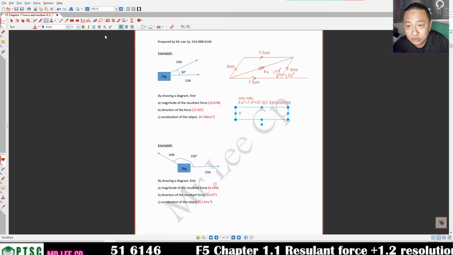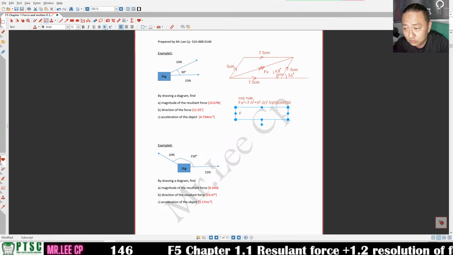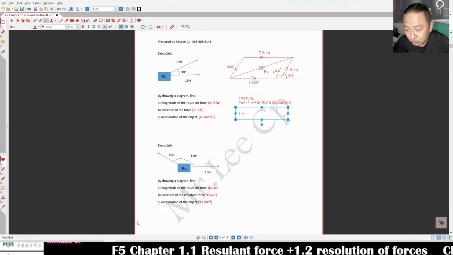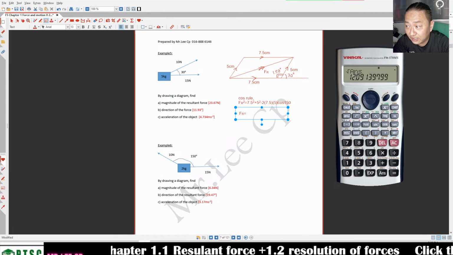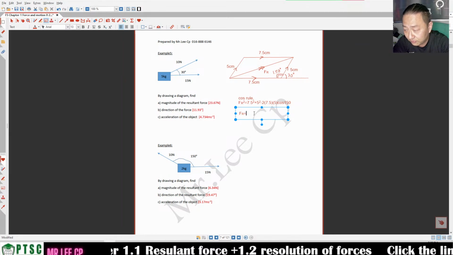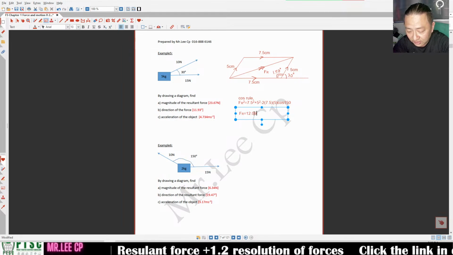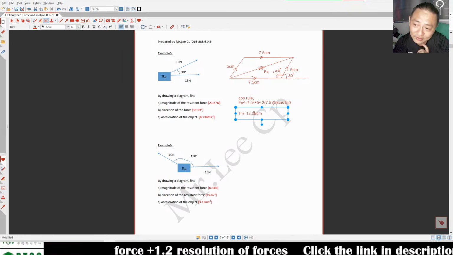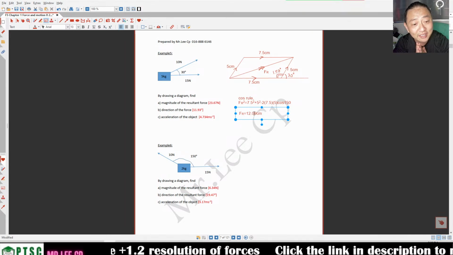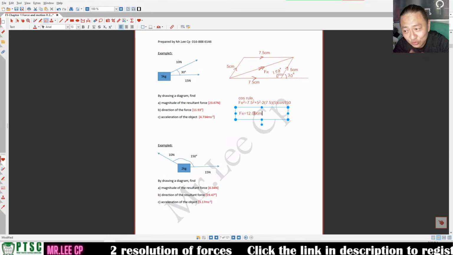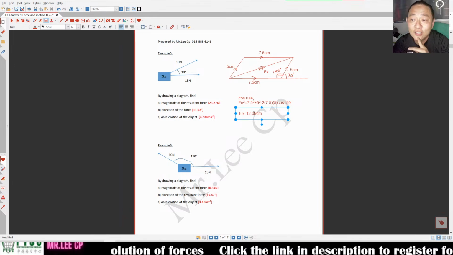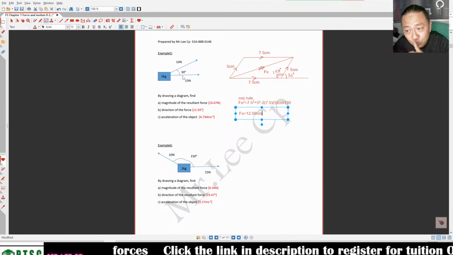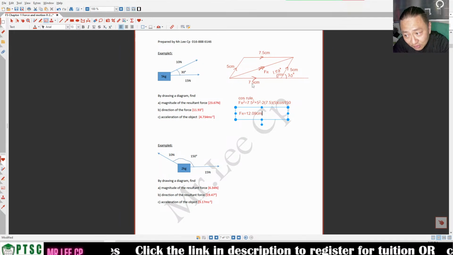FR will be equivalent to 12.09. And this is not in Newton, this is in cm, because I said you are using a drawing, right? When you are using a drawing, this is not in Newton. So remember just now, how to get this 5? We divided it by 2. How to get this 15? We divided it by 2.